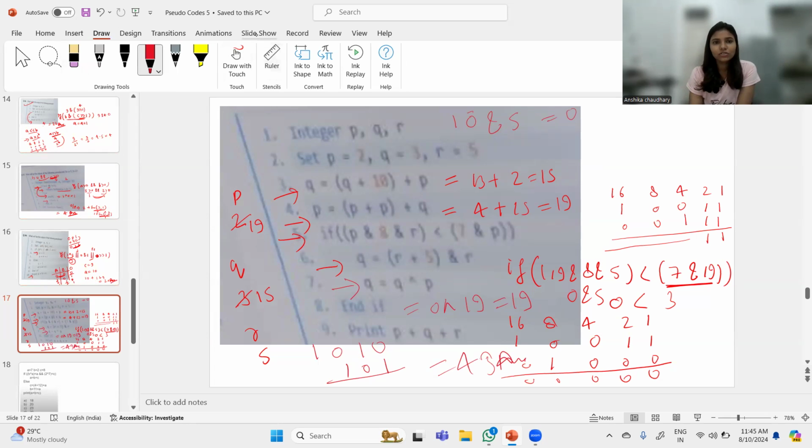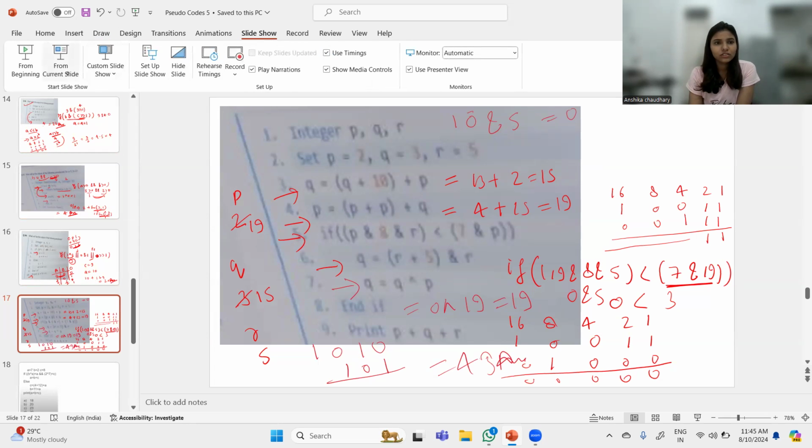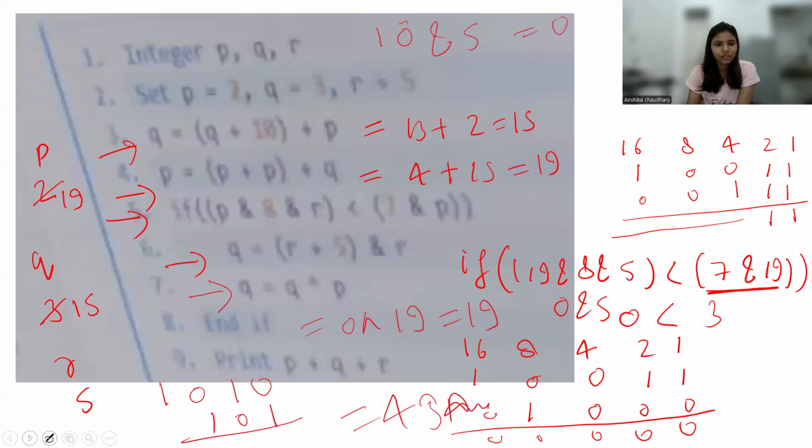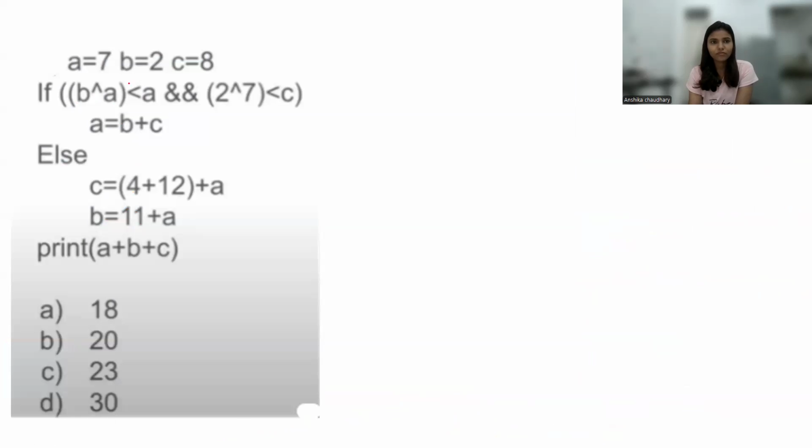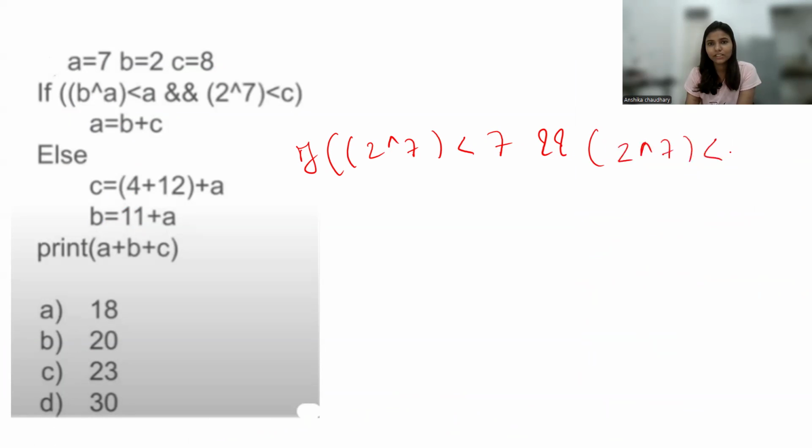All right. So just a minute. Let me go on to the last question for today. A assigned 7, B assigned 2, C assigned 8. And there is an if condition. And it is saying that if B XOR A, so 2 XOR 7 is less than 7, logical and 2 XOR 7 is less than C, whose value is 8. Right, so 2 XOR 7, let's find out.